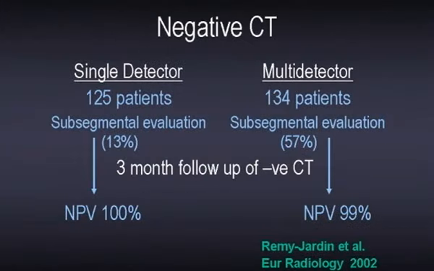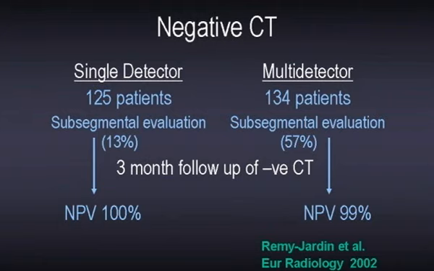Well, what about if you have single detector CT? Can you still reliably exclude pulmonary thromboembolic disease? Well, this study by one of the pioneers of pulmonary CT angiography addresses this issue. A group of 125 patients were consecutively evaluated with single detector CT, and in this group, an optimum evaluation of the subsegmental pulmonary emboli was only possible in about 13% of patients.